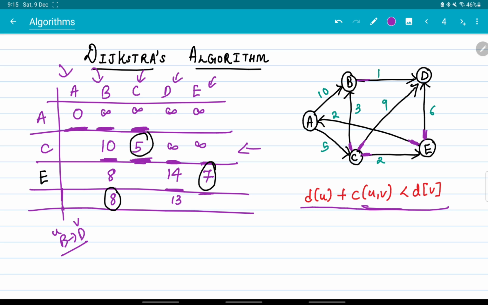What is the distance of B? From the table you can see the distance of B is 8. Plus what is the cost of going from B to D? Cost is 1. 8 plus 1 is 9. Now is 9 less than the distance of D? The distance of D was previously 13 from the table. Is 9 less than 13? Yes, 9 is less than 13. So now I'm going to update the value of D as 9. So from the graph and from all of this calculation, my value of D has been updated as 9.